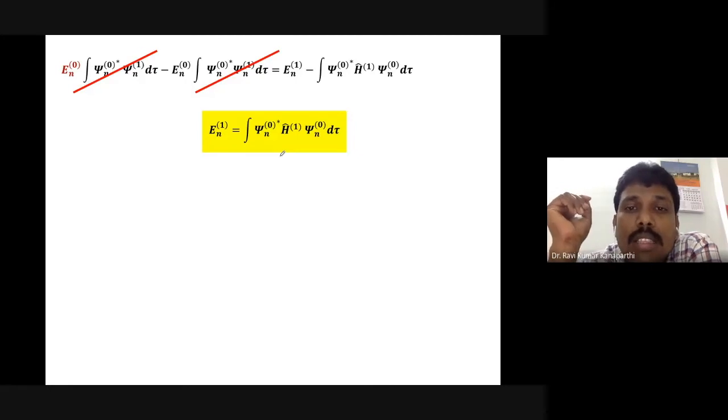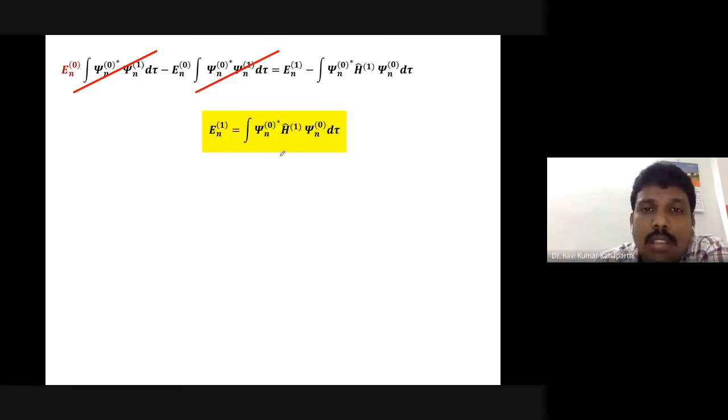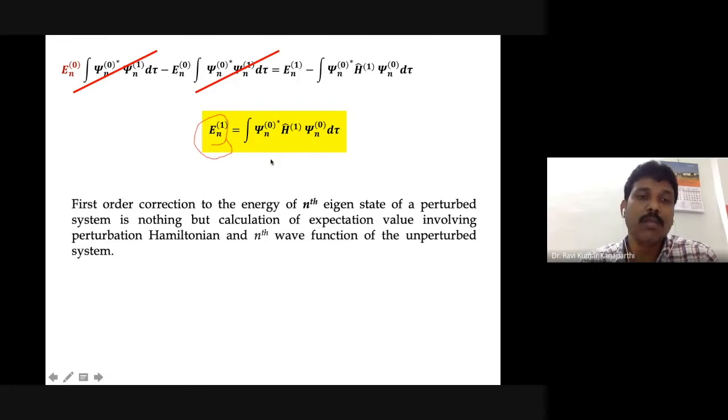integral of psi n of 0 star H1 psi n of 0 d tau. That is the quantity. So what is En of 1? En of 1 is the first order correction to the energy of the perturbed system. Okay, first order correction to the perturbed system. Please recall that.